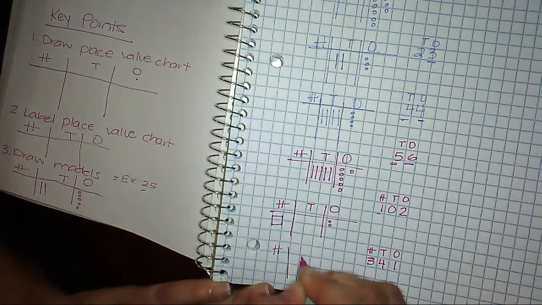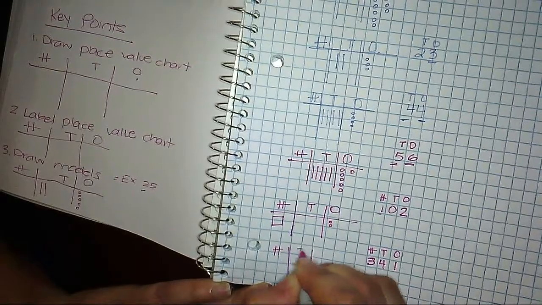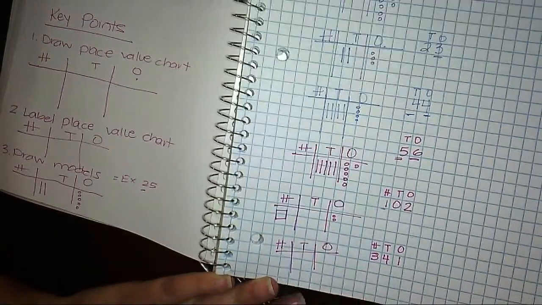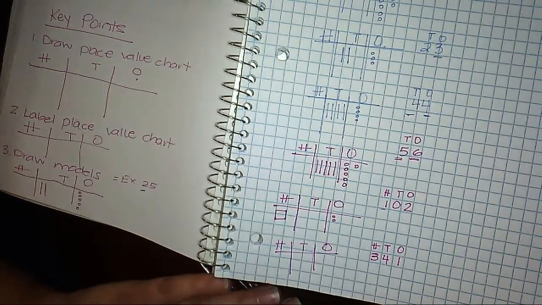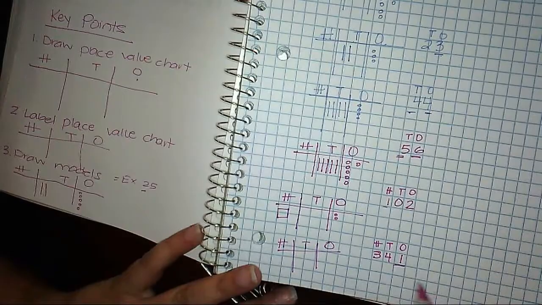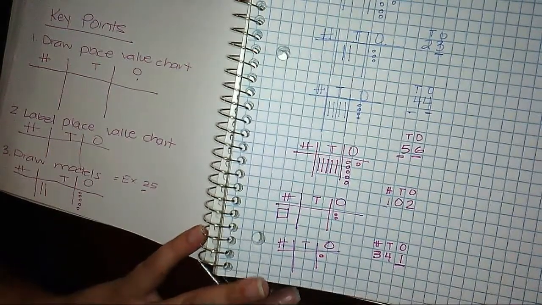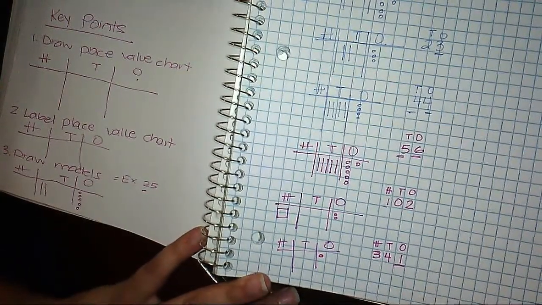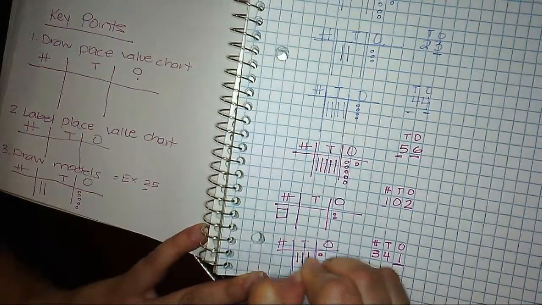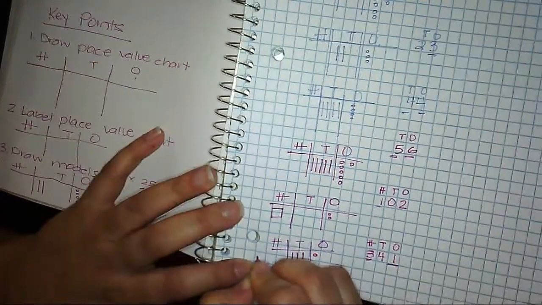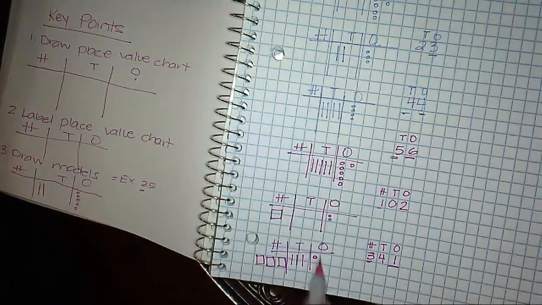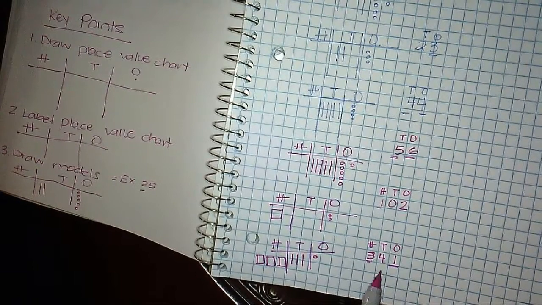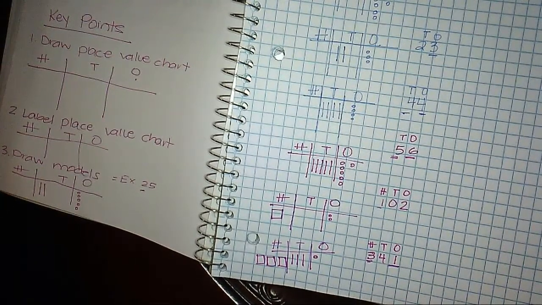I first draw the place value chart and I label it hundreds, tens, and ones. Then I'm gonna draw the ones. I have 1, I have 4 tens, and then I have 3 hundreds. This is how the number 341 looks when you model it. And this is how it looks. I want you to kiss your brain if you got it correct, boys and girls.